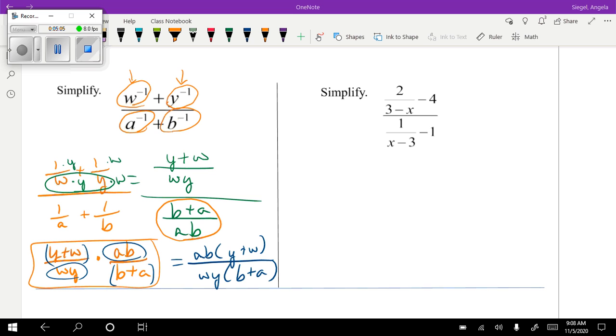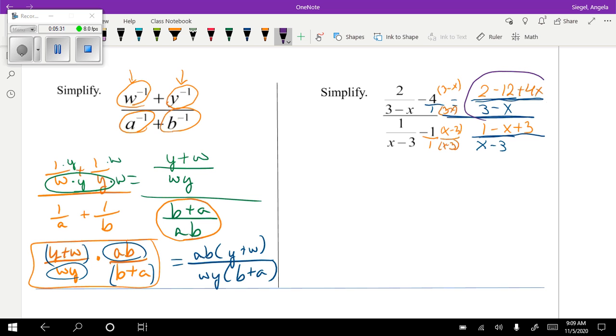Okay, this one is weird because it's a whole number. We want to think about it as 4 being 1. So my common denominator is going to be 3 minus x. Same thing with down here in the denominator. My denominator of the denominator is going to be x minus 3. So see what you can do with those two.